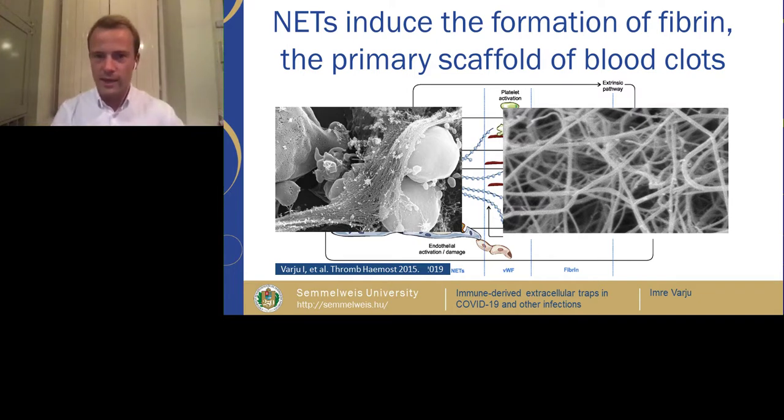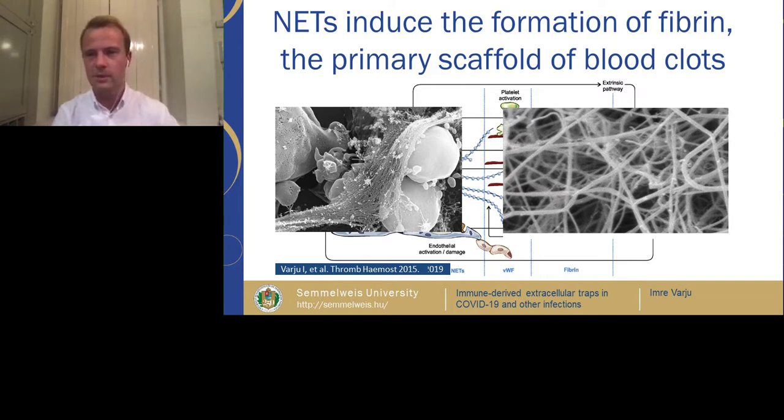So if we take a look once again at a beautiful image of neutrophil extracellular traps, this fine threaded structure, and we compare it with fibrin and what fibrin looks like in vitro, we can see some similarities. Fibrin is generally thicker, so to say, on average.